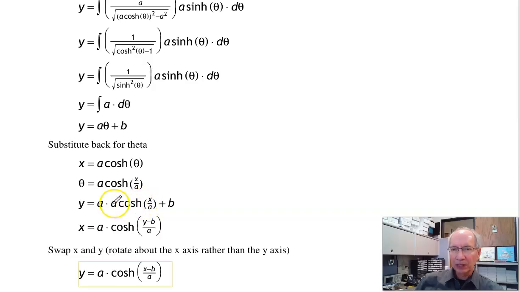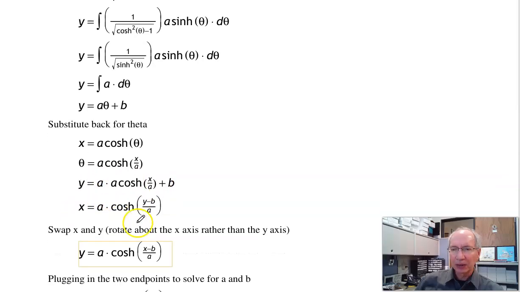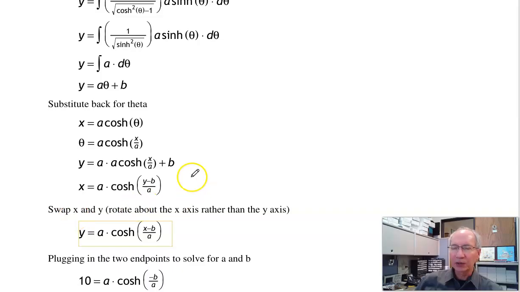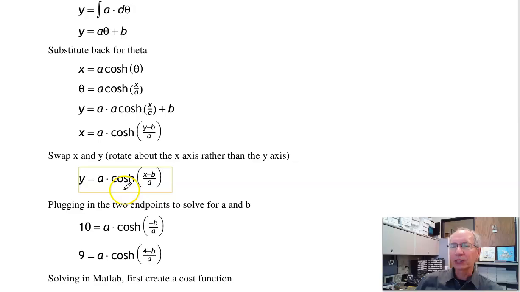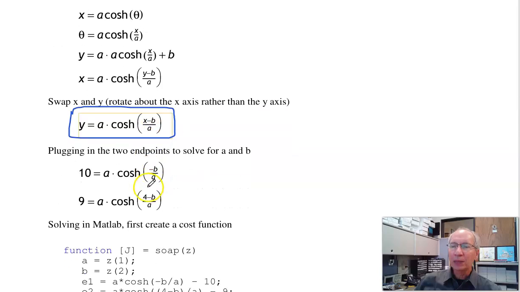Solving backwards, subtract b, divide by a, take the hyperbolic cosine, switch x and y, so instead of rotating about the y-axis, rotate about the x-axis. Here's the form of the solution. Okay, that was a lot of work. So any shape that minimizes the soap film has to satisfy a hyperbolic cosine. To find a and b, plug in the endpoints.